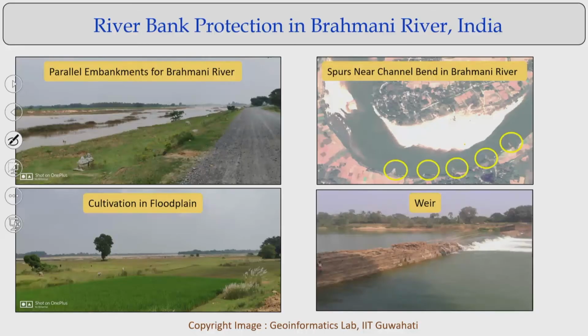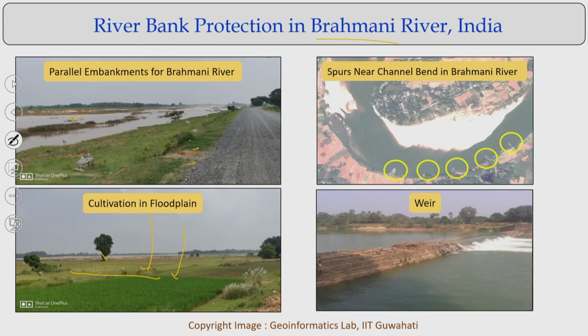But if you look at river bank protection in the Brahmani river, which is a smaller river compared to the Brahmaputra, you can see the river bank, the embankment, and the floodplain cultivation. As we have been discussing, the same concept applies: there is a floodplain and there is an embankment. We have given enough floodplain to the river, and it has agricultural activities within the floodplain.